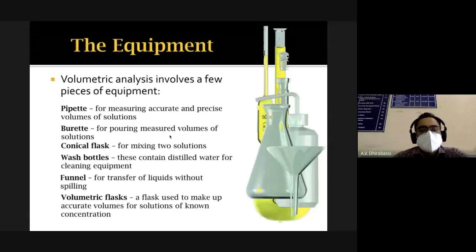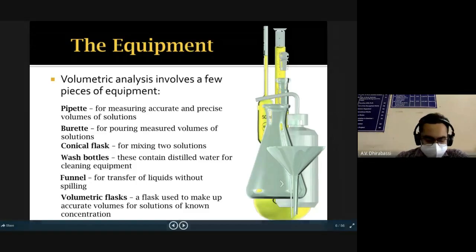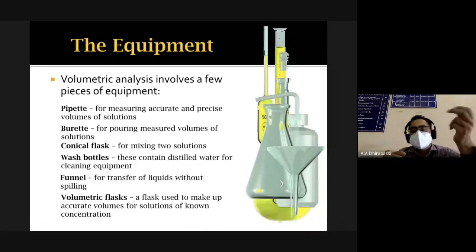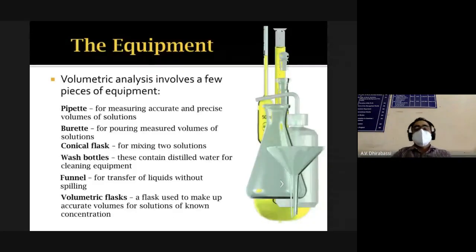After that, the conical flask for mixing the solution. This is the conical flask that we use for mixing the two solutions. First take the sample, then add the indicator, and after that we add the burette solution dropwise.